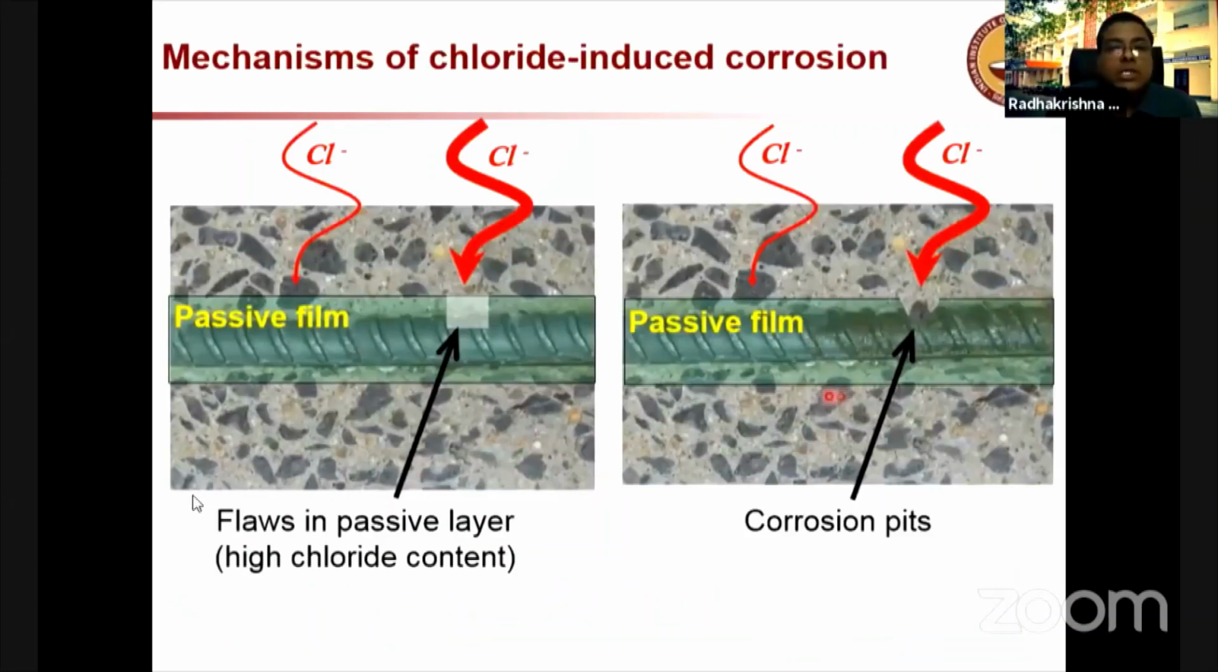Where you have high concentration. For example, imagine this is the case, and these thicker arrows indicate that the chlorides at the surface of the steel at that point were more than the chlorides at the remaining locations. So this can lead to localized or early corrosion at that point, eventually leading to corrosion pits. Pitting corrosion is a typical form of corrosion which happens in chloride-induced corrosion.